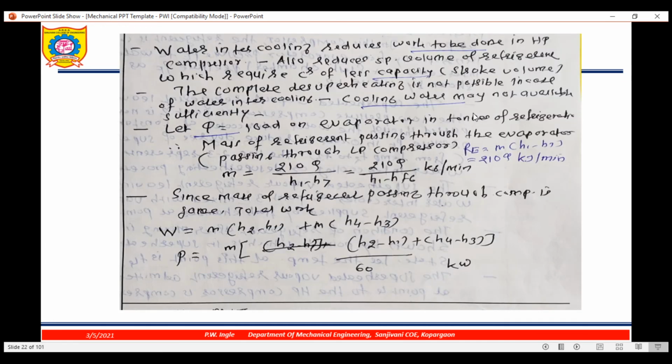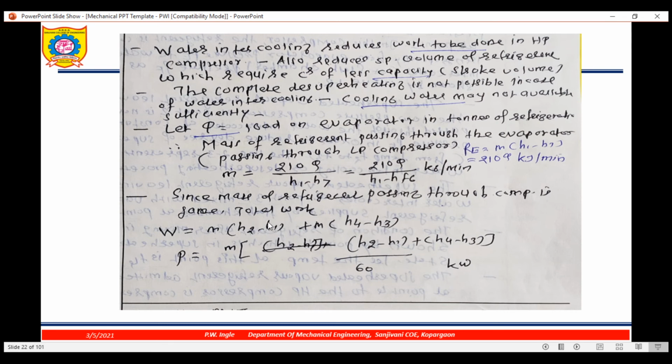Let Q be the load on the evaporator in tons of refrigeration. So the refrigerating effect equals M(H1 minus H7), because process 7 to 1 is related to the evaporator. So mass equals 210 Q upon (H1 minus H7). So it is getting in kg per minute. Now, since the mass of refrigerant passing through the compressors is the same, total work will be what? M(H2 minus H1) plus M(H4 minus H3).